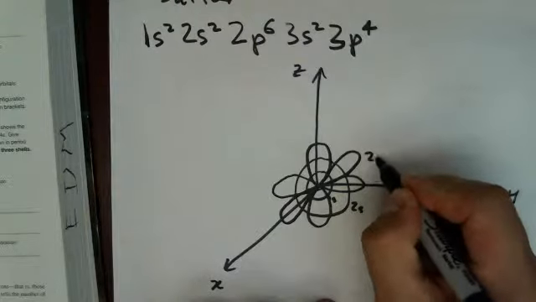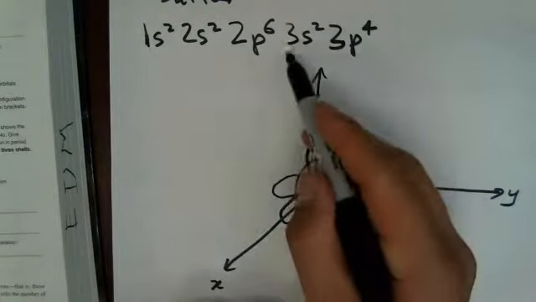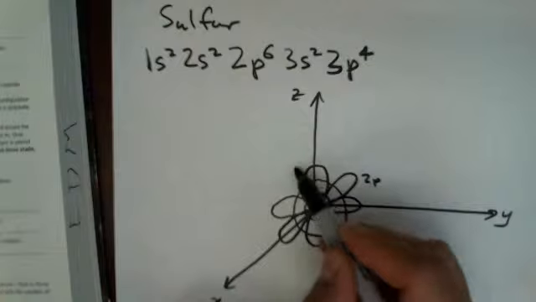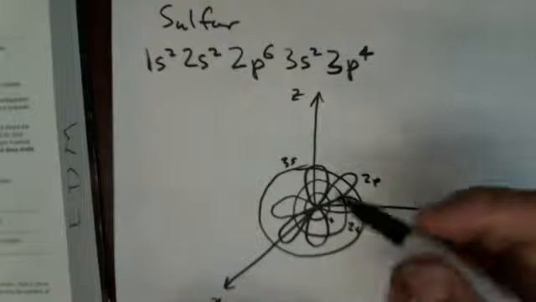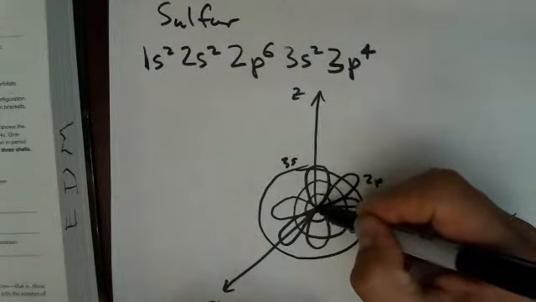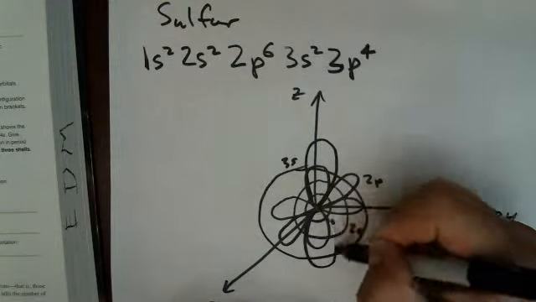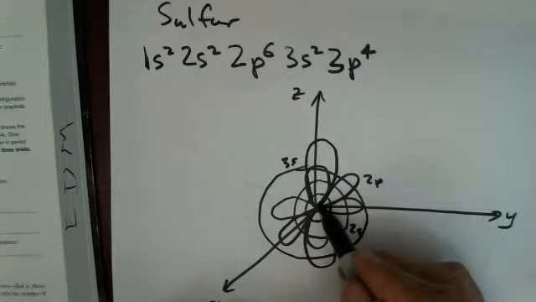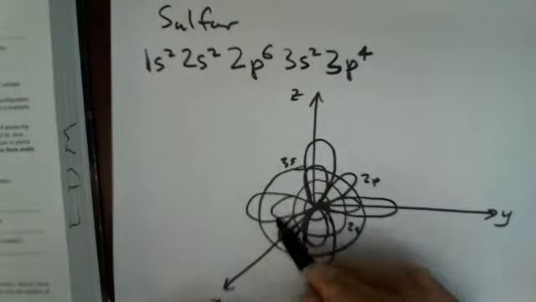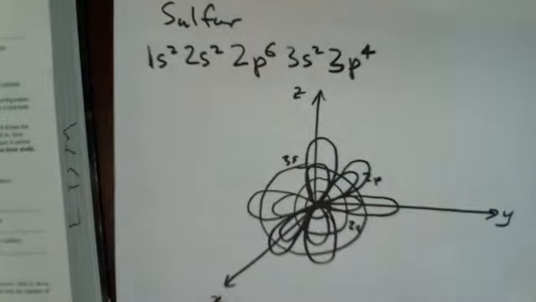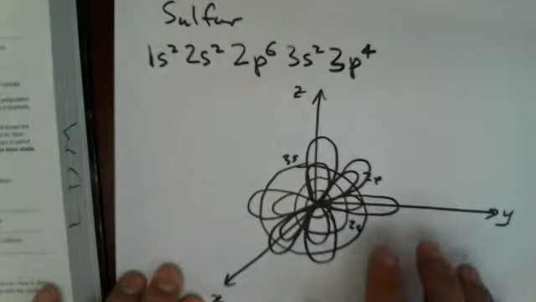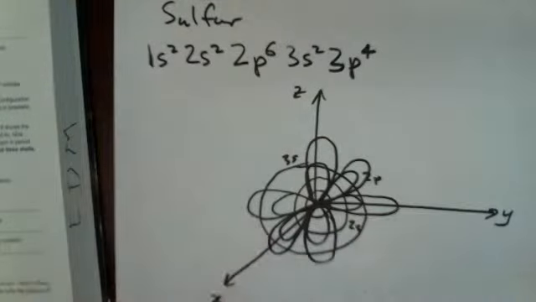So these, I'll just put 2p here. And so then you'd have the next one, which would be the 3s, somewhere like this. And then you'd have, again, the 3pz's, 3py's, and the 3px's there. And you're not expected to draw this, but this just explains how these orbitals all overlap on top of each other.